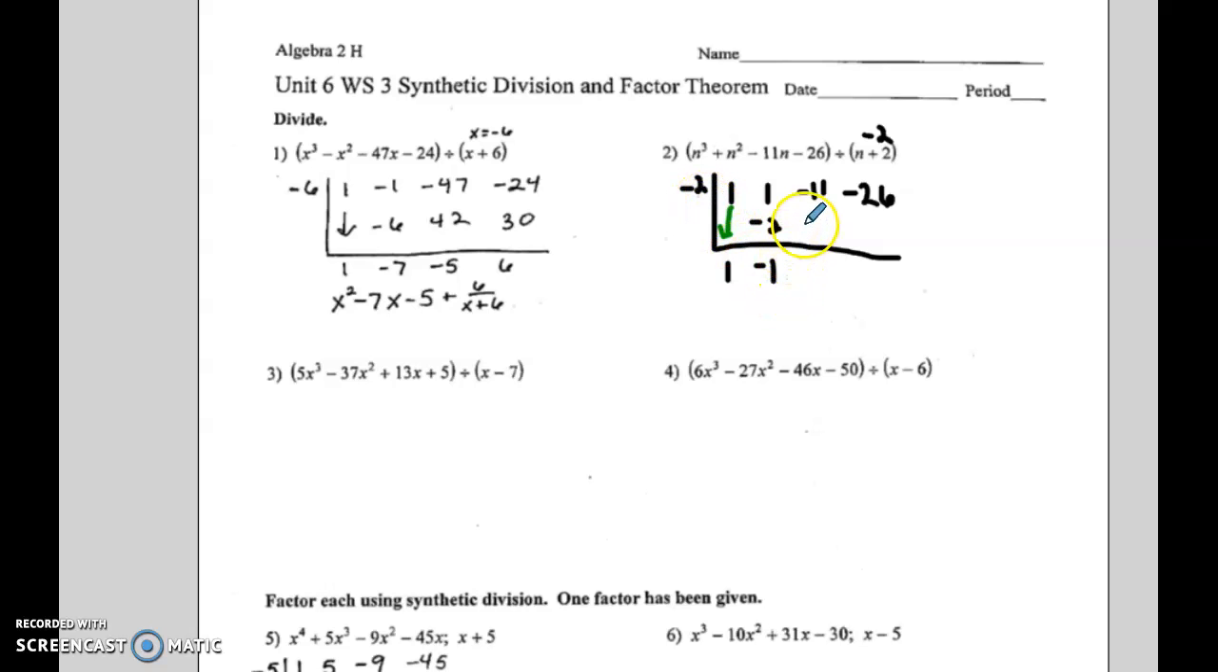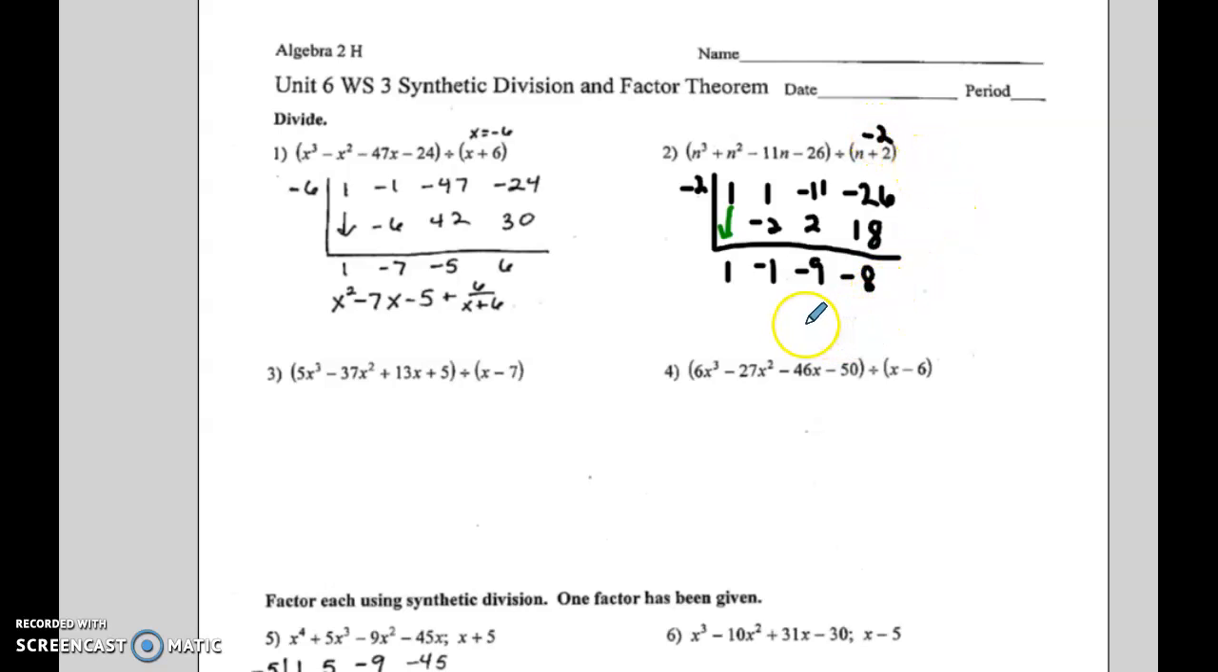Negative 2 times negative 1 is 2. I add down, I get negative 9. Negative 2 times negative 9 is positive 18. And again, I've got one more add down here, so negative 26 and 18 is negative 8, I believe. And with synthetic substitution way back when, this would just give us our answer, what you get when you plug in that number.